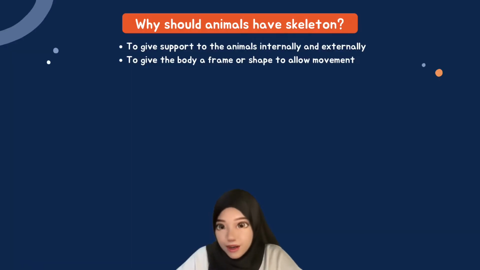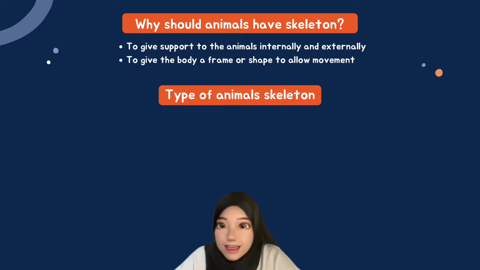The question here, why should animals have a skeleton? The first reason is that the skeleton gives support to the animals internally and externally. Besides that, skeletons give the animal's body a frame or shape to allow movement.